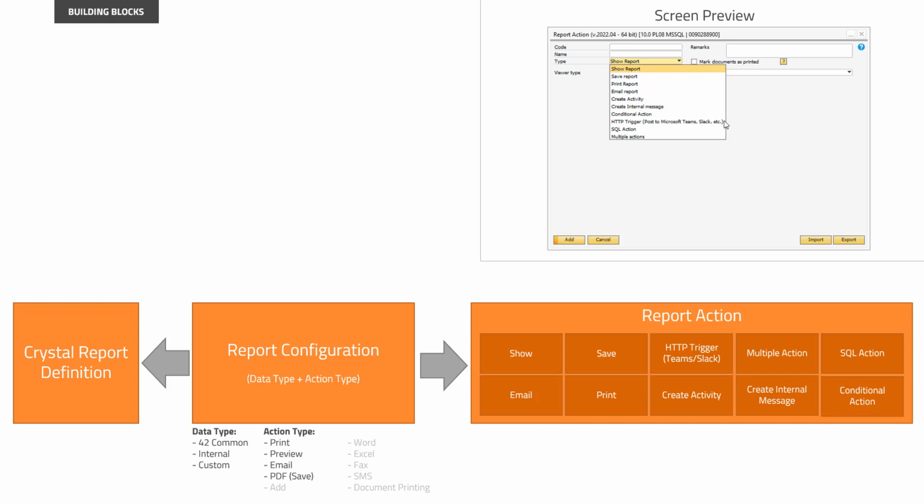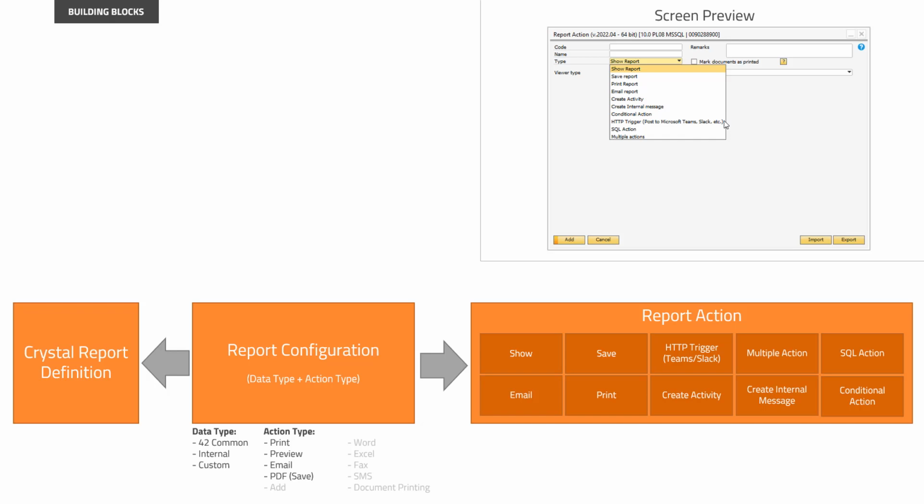But in most cases, you hook up the preview action to the show, the save action to the save, the email action to the email, and so on. But the report action is an open-ended system. If you know usability packets and its universal functions, it's kind of like that. If you don't, don't worry about it. We will get into the details later on.